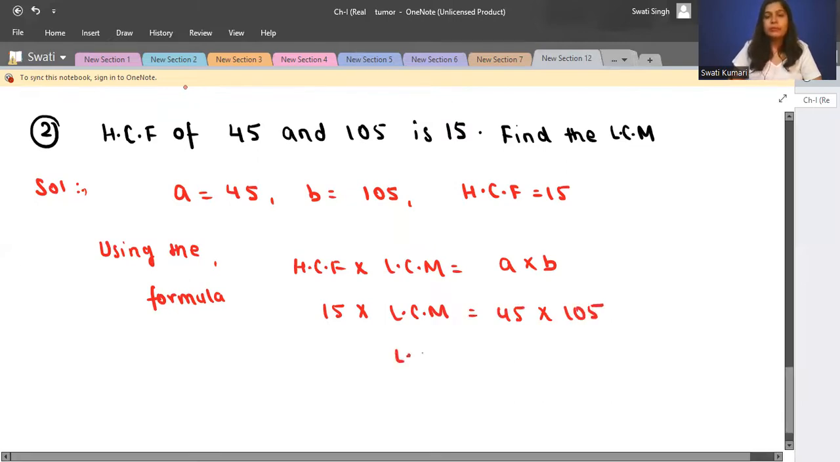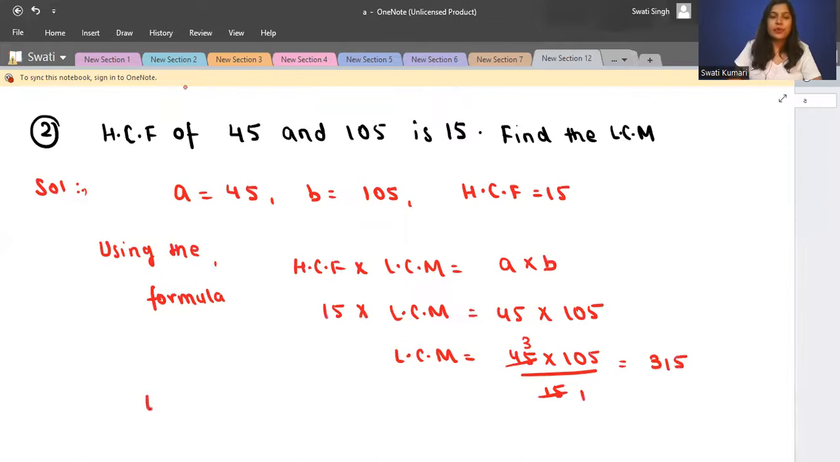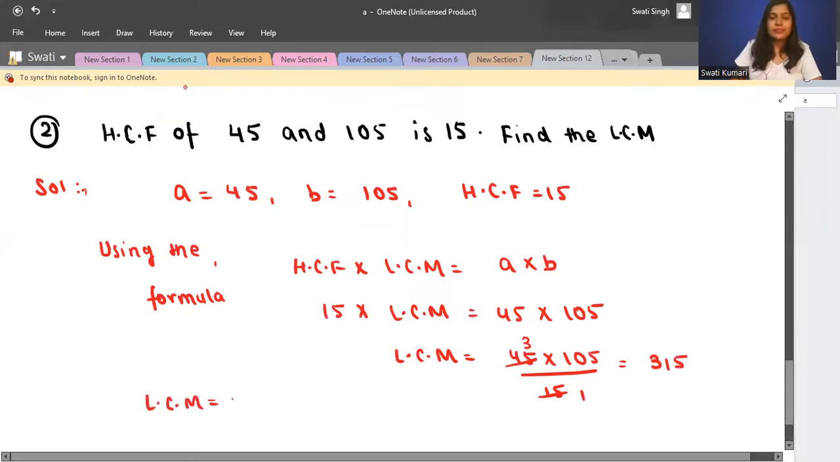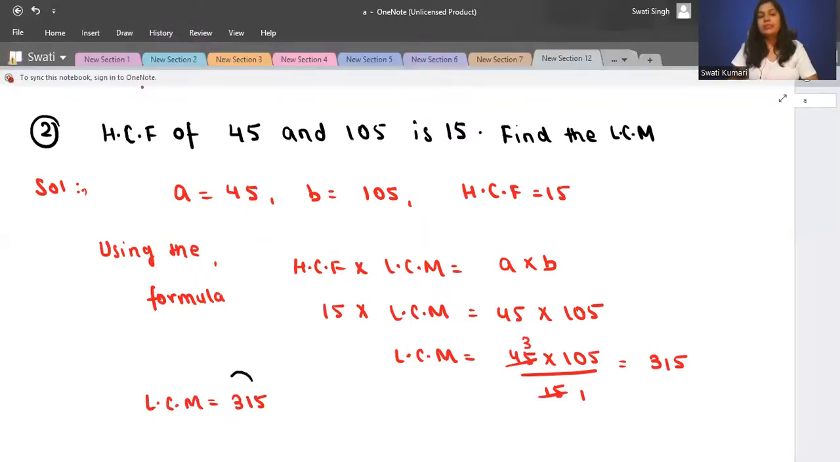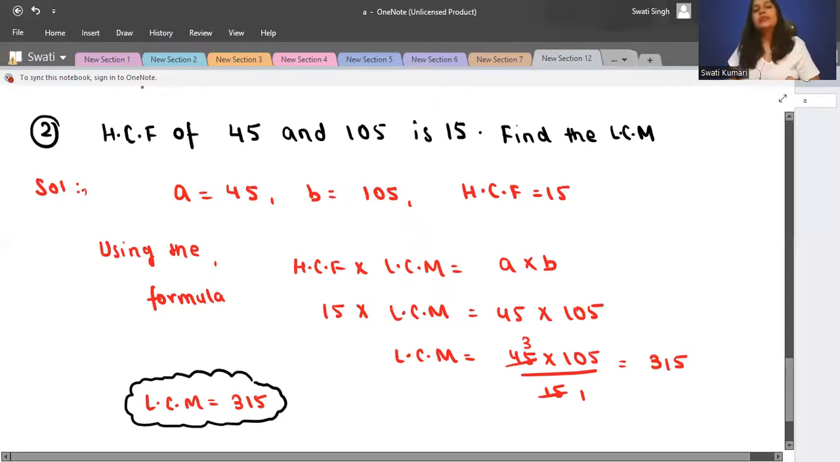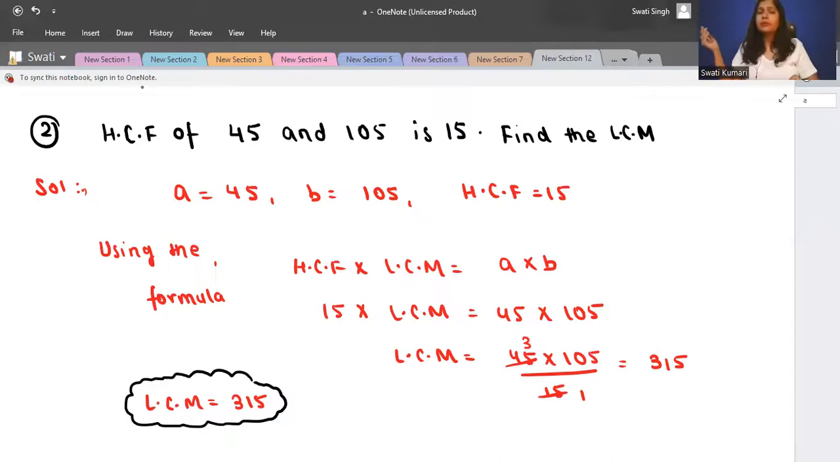So now what will be the LCM? You can shift this 15 to the other side and it will go in the denominator. So 45 into 105 upon 15, which is the same as 15 into 3 is 45, and 105 into 3, you will be getting 315. And that's your LCM. Did you see the difference between both the questions? In the first question, we had to find the other number. In this question, we had to find the LCM. So we have covered two topics: Euclid's division algorithm, and this formula, HCF into LCM is equal to the product of two numbers.